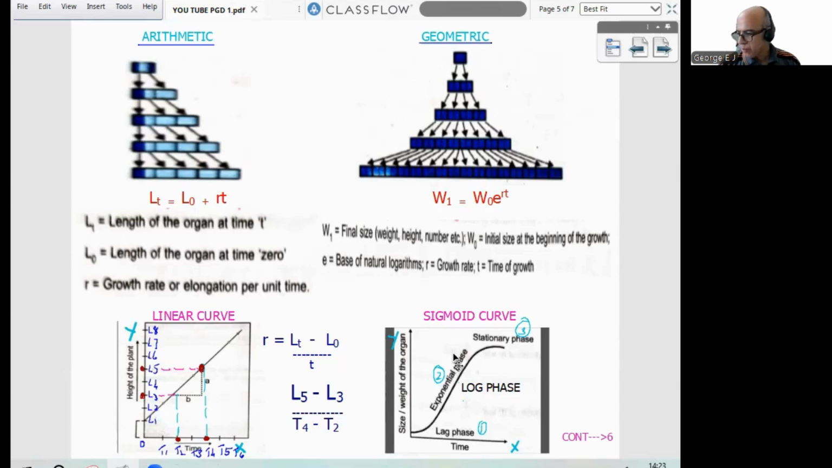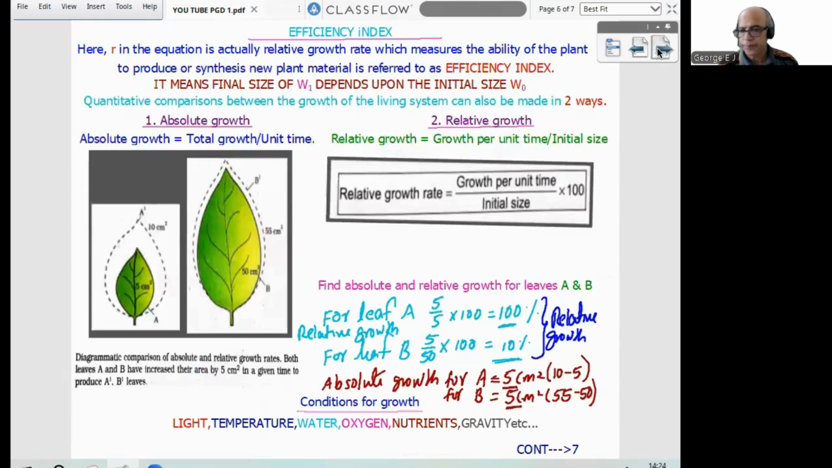Now the second one is the sigmoid curve. Three phases we can find there: lag phase, log phase, and stationary phase. Maximum growth takes place in the log phase, which is otherwise called the exponential phase. Both these graphs are NCERT-based theory entrance questions. I think the idea is clear. Now we have to proceed to efficiency index.